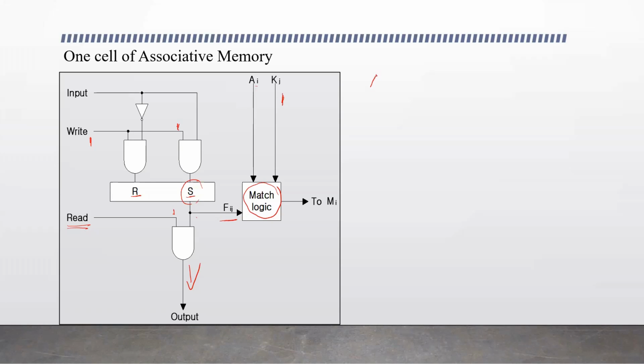If Ai is equal to Fij, it means Xj is 1. So here Xj is Aj Fij plus Aj' Fij'. The condition is that Ai should be equal to Fij; then there is a match. So Xj is the result of this match.